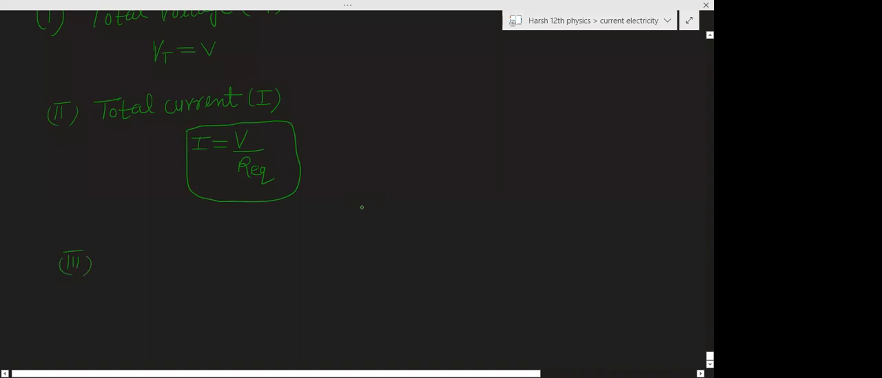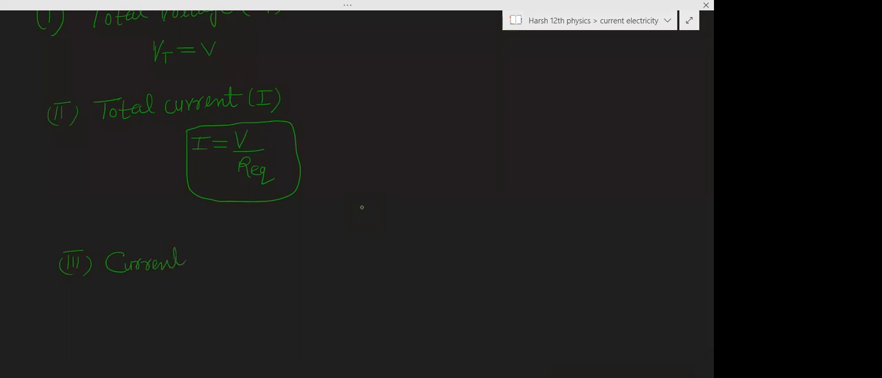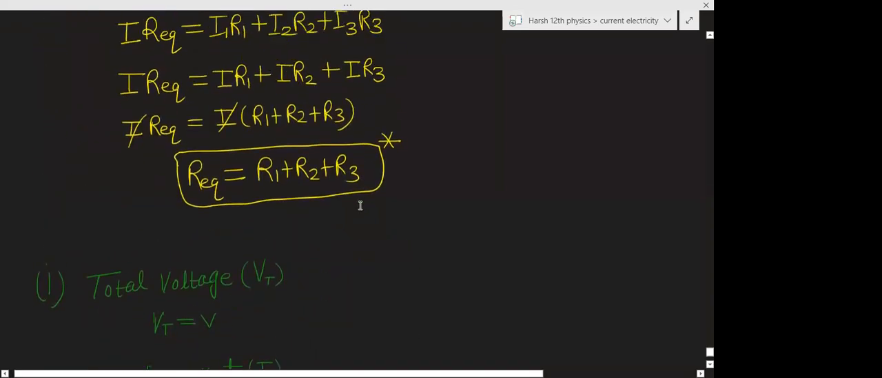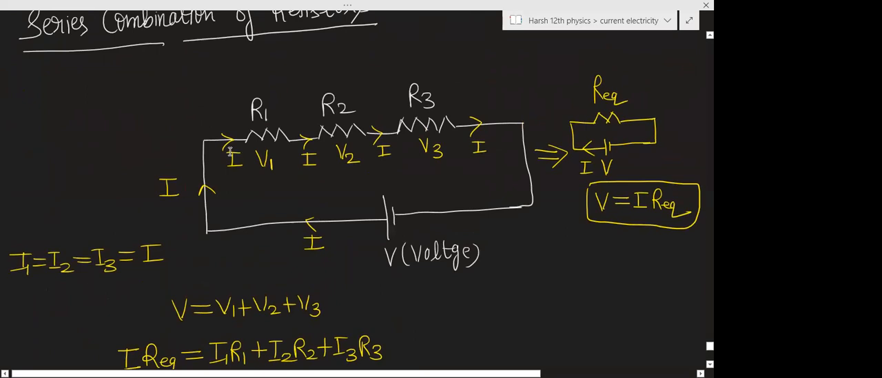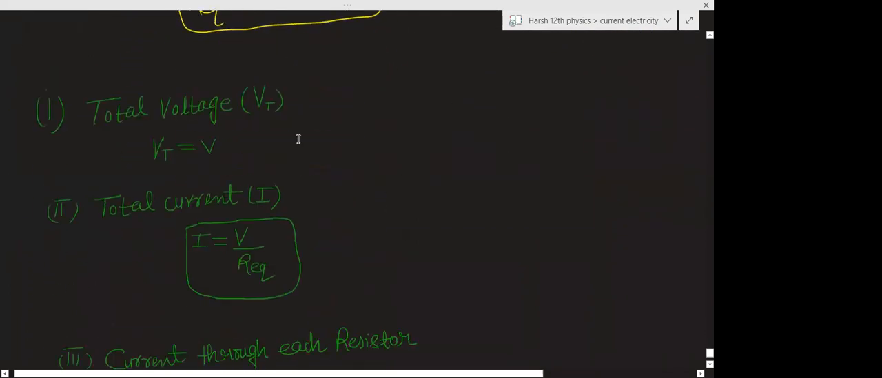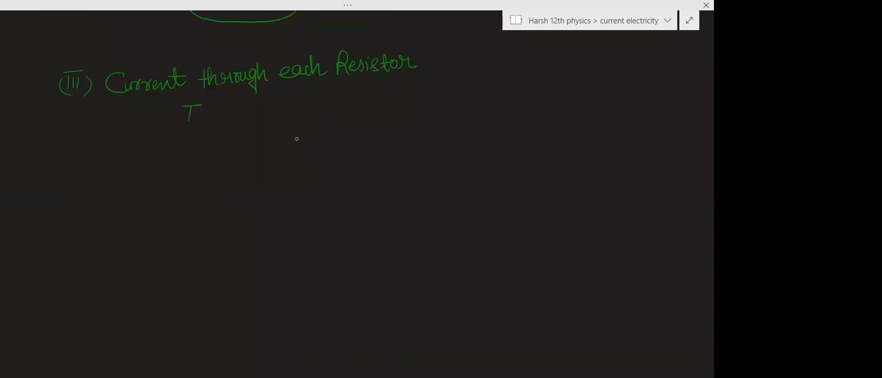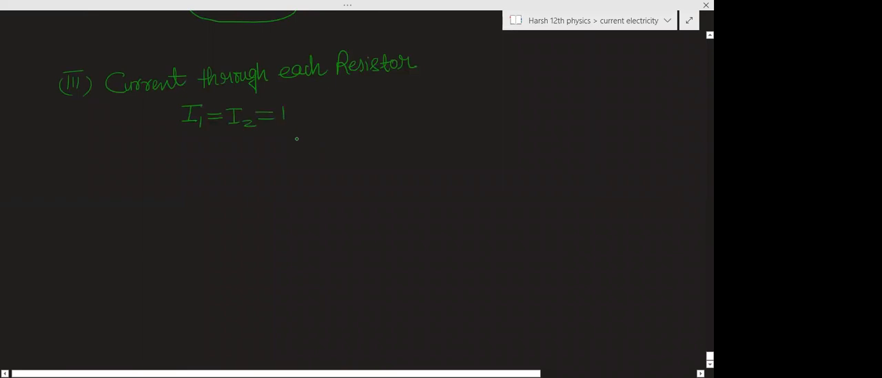Third part, current through each resistor. Harsh, see here. Can you tell me what will be the current through each resistor? It will be I, right? Yes, of course, very good. Means current through resistor 1 is I1. You can write this.